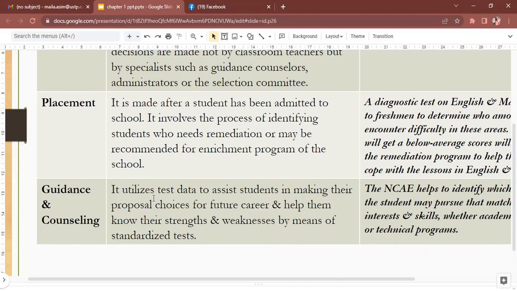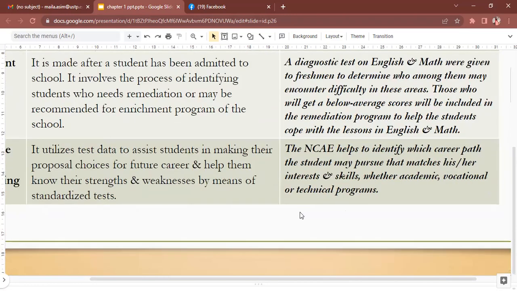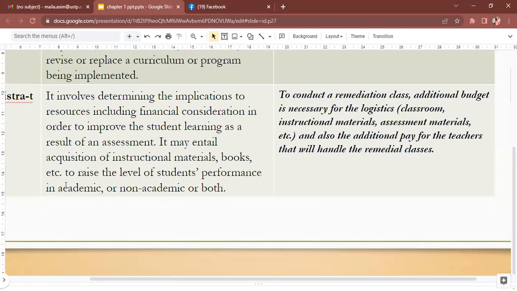So, of course, the guidance and counseling utilizes test data to assist students in making their proposal choices for future career. Ang example lagi is ang NCAE helps to identify which career path ang inyong kinahanglan i-pursue nga mag-match sa inyong interest and skills. Academic ba na siya, vocational or technical programs. So that's it.